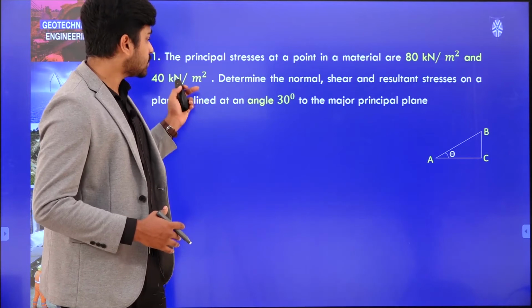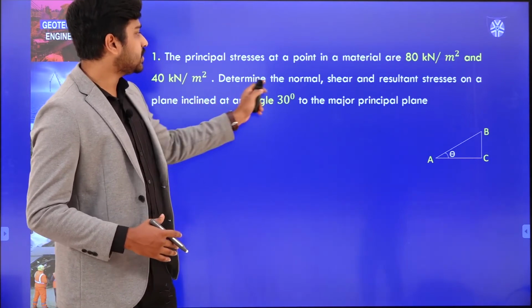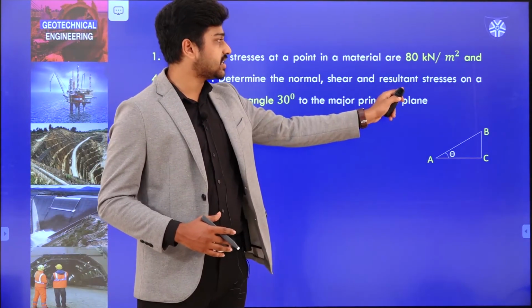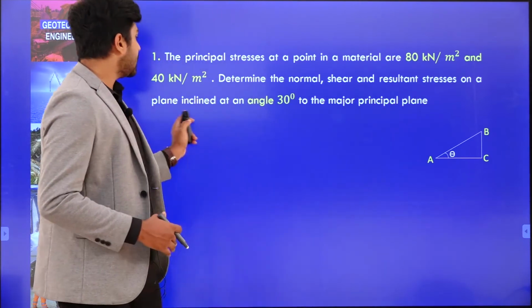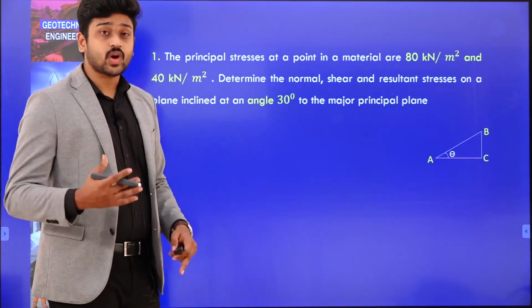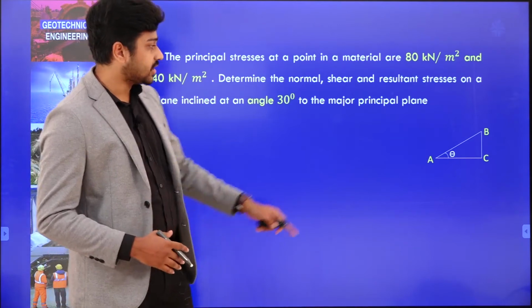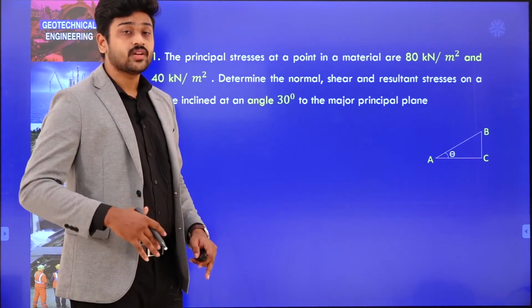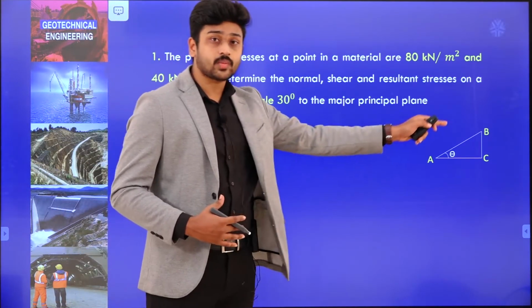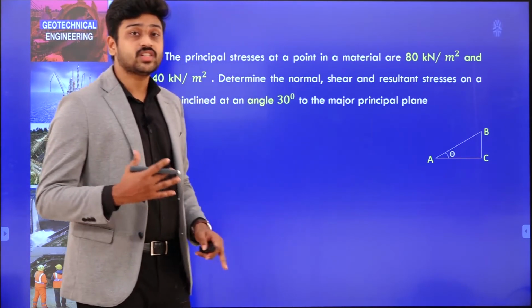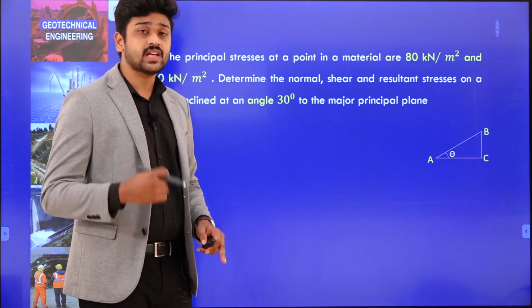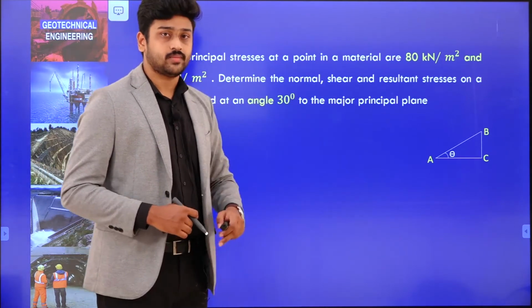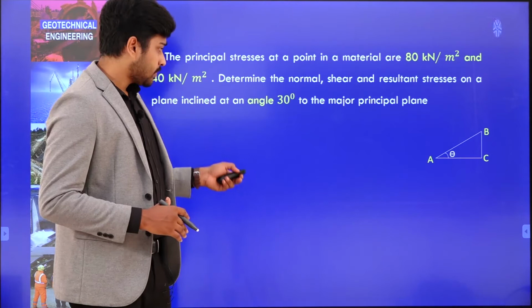Now, what do we need to determine here? We need to determine the normal, shear and resultant stresses on a plane inclined at an angle of 30 degrees. That means theta is directly given as 30 degrees. So, for this particular wedge failure plane AB, we need to find the shear stress, the normal stress as well as the resultant stress. I hope this is clear now.